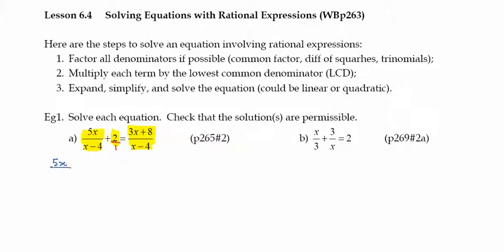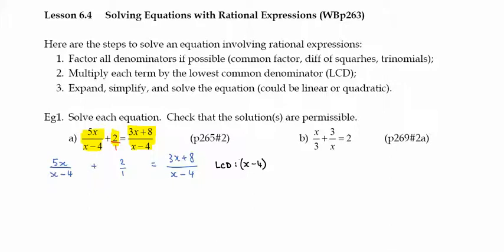Let me copy the question from above first. And I'm going to leave some space in between each of them, because I'm going to do something extra to this equation. Looking at the denominators, we have x minus 4 here, x minus 4 here, and 1 here. The lowest common denominator, in this case, would then be x minus 4. Well, I don't need to write the 1 here.